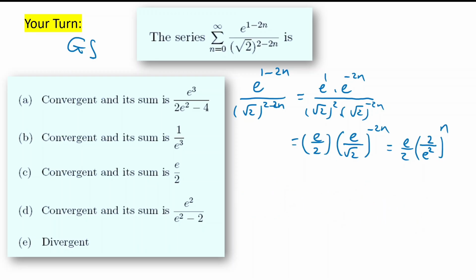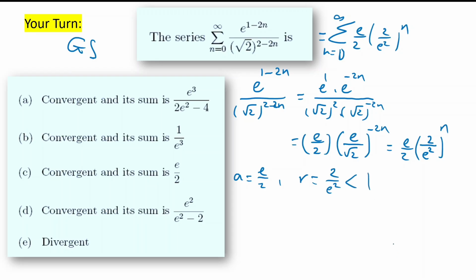So now the series equals what? The question equals sigma of e over 2 times 2 over e squared to the power of n, from n equals 0 to infinity. So what's a in this case? e over 2. What's r? 2 over e squared. Notice that r here is less than 1. So this is convergent. This is a convergent geometric series. Now I need to find what it converges to. It converges to e over 2 divided by 1 minus 2 over e squared.